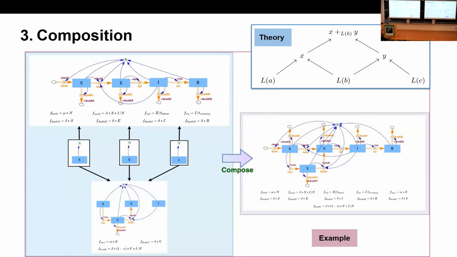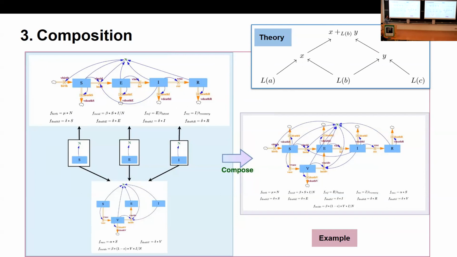For the theory, we have used the pushout of the structured cospan and decorated cospan that we have employed to represent the open stock flow diagram. So we have an example here. If we see the example, we have an SEIR model and also an SEIV model. We can take these two models on the left figure as small pieces.